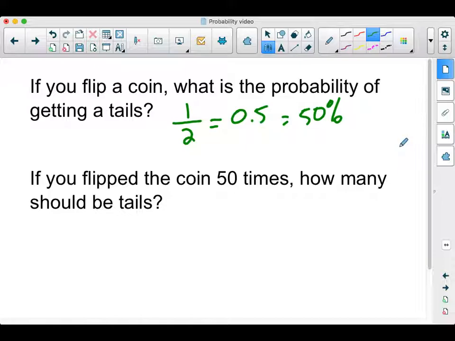Let's say you flip the coin 50 times. How many times should you get tails then? Well, if you got 50-50 chance, you should get tails 25 out of 50 times. Now, if you were to do that experiment, you might not get that. You might, but that's theoretically what should happen.